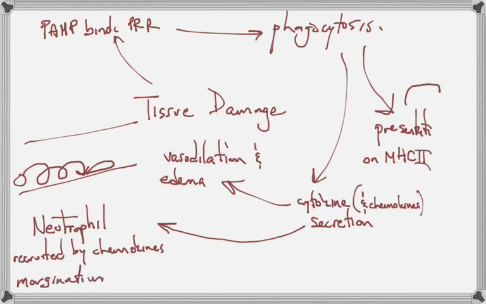And eventually, what happens? It goes into the tissue, a process known as diapedesis. Go ahead, Mike. So is the margination by the neutrophils or by the macrophages? That's a great question. As we're talking about it right now, neutrophils.